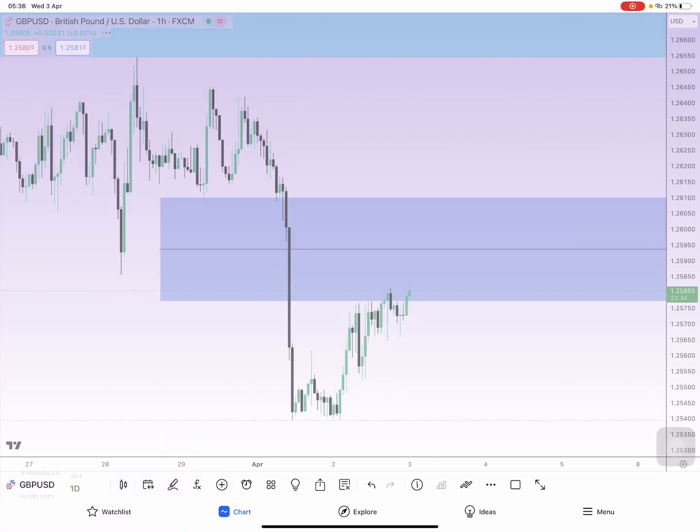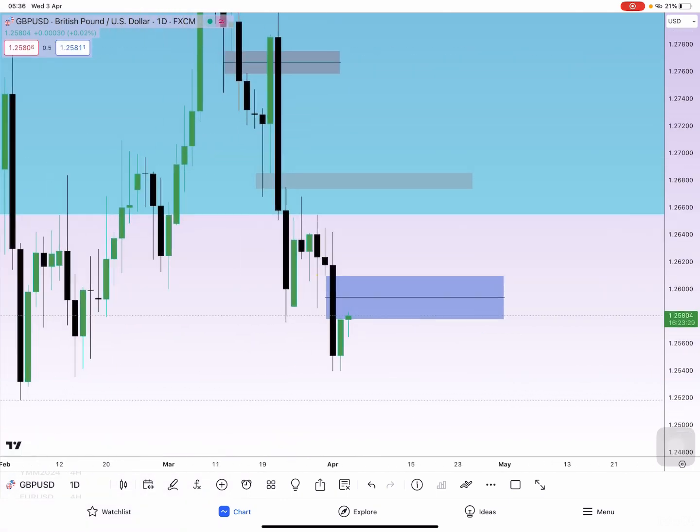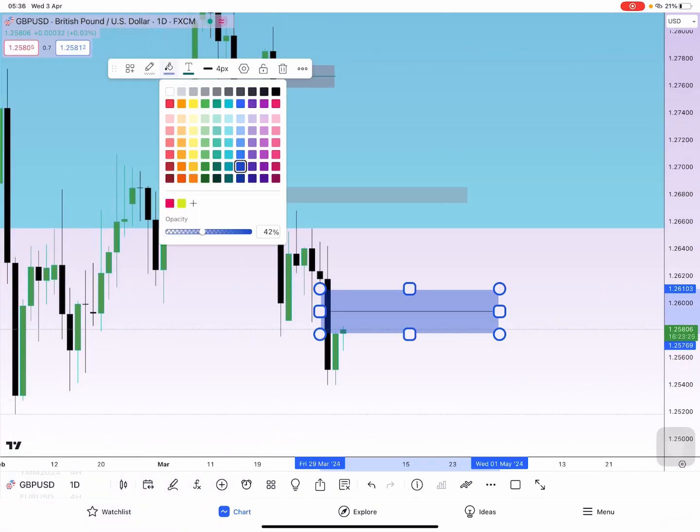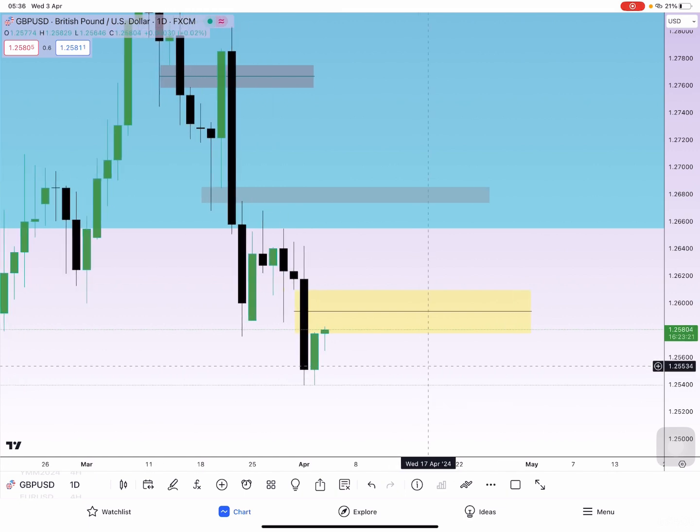This purple shaded area is the daily fair value gap. You can see it's marked. I would like to change the color. I will make it yellow. So you see that this candle came below this low and left a fair value gap in between this candle and this candle.